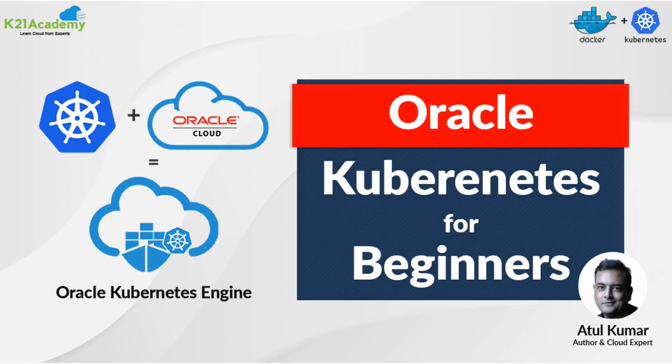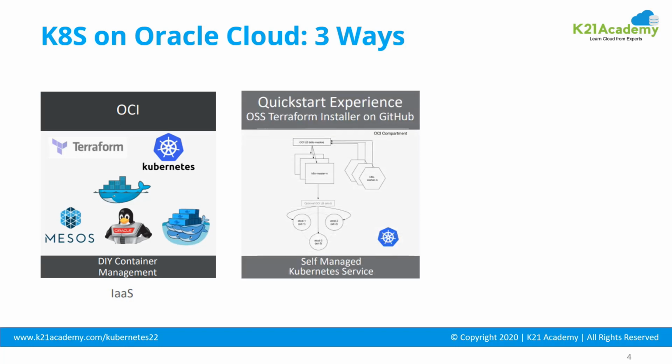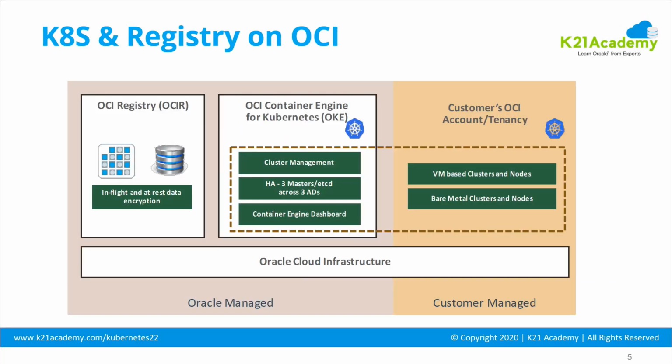Kubernetes on Oracle Cloud can be deployed in one of three ways. You can install as you do on-premise using tools like kubeadm, or you can use automation software like Terraform. And the third and the most common is managed Kubernetes, called Container as a Service, which in Oracle Cloud is also called Container Engine for Kubernetes.